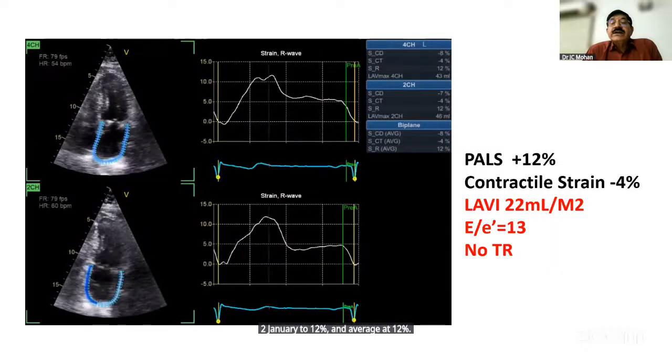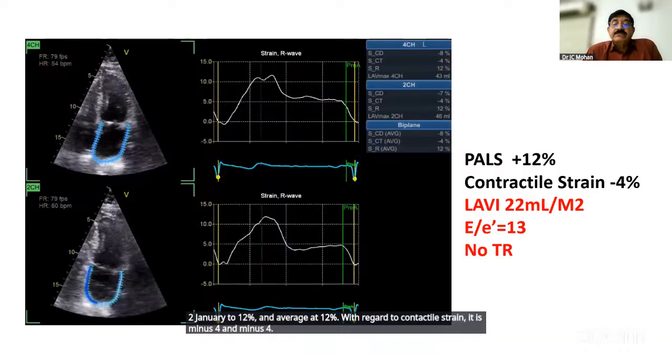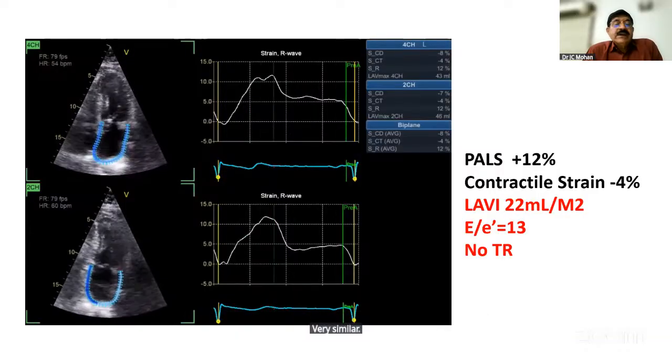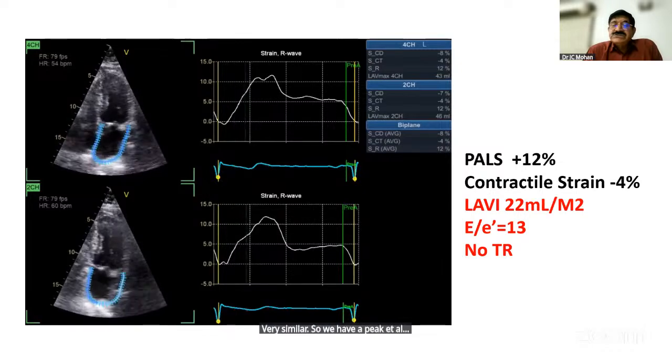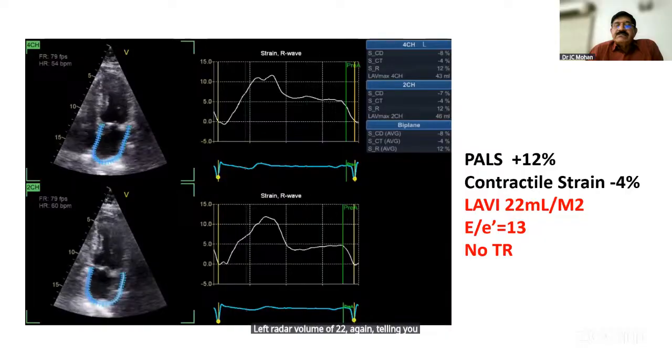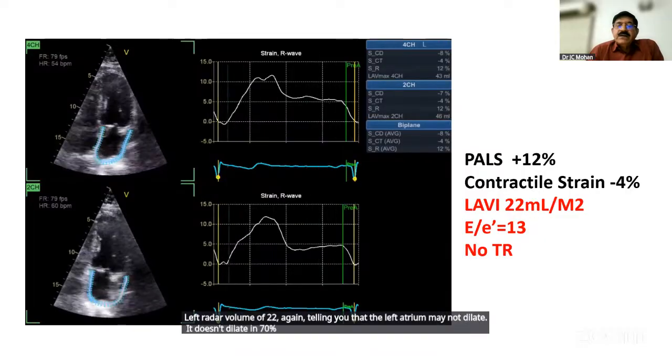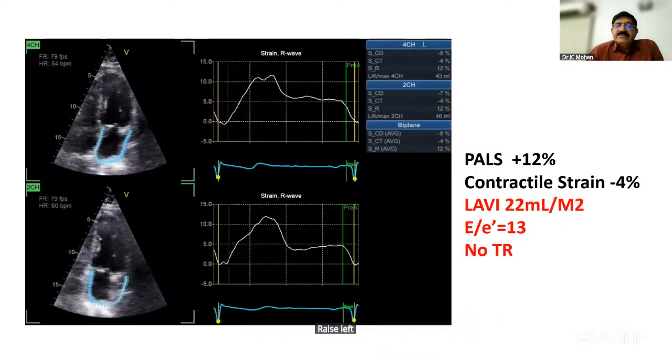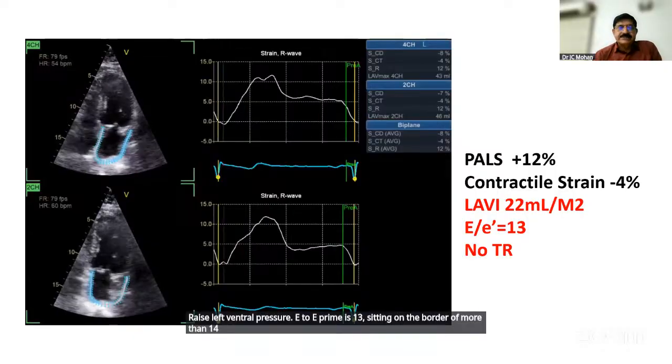With regard to contractile strain, it is -4 and -4. Very similar. So we have a peak atrial longitudinal strain, or left atrial reservoir strain, of 12%, contractile strain of -4%, left atrial volume of 22, again telling you that the left atrium may not dilate. It doesn't dilate in 70% of cases of raised left atrial pressure. E2 prime is 13, sitting on the border. More than 14 is what is required, and there's no TR.